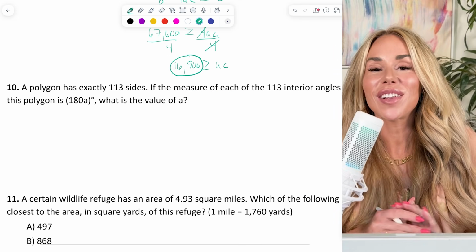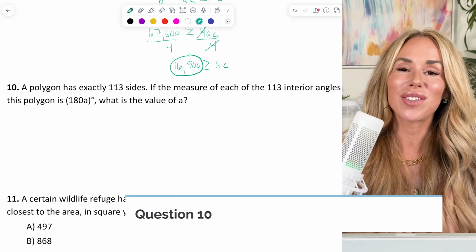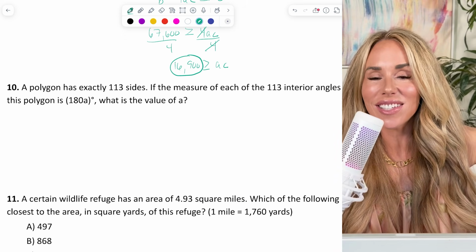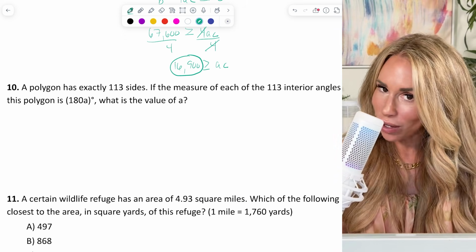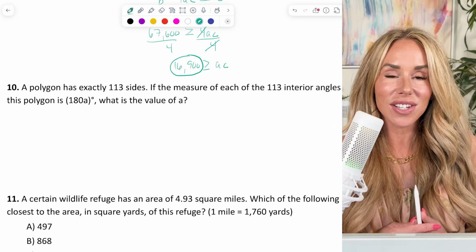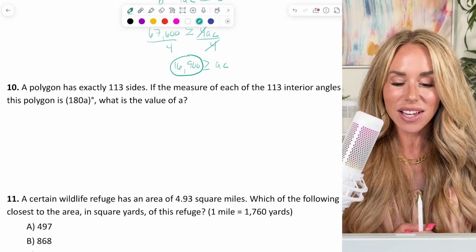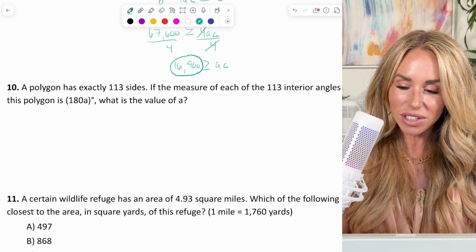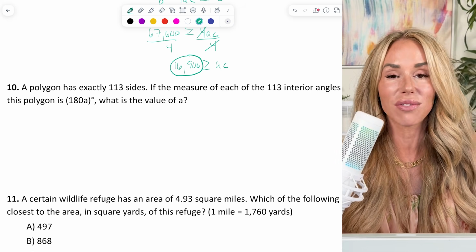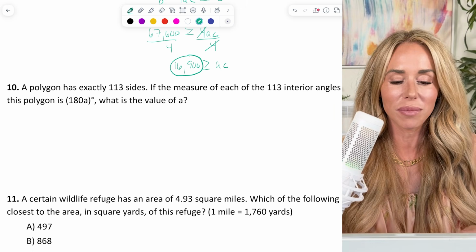All right, guys, this is the last one. And like I said at the beginning of this video, it's going to catch you like a deer in headlights if you don't know this simple formula and it's not on the reference sheet. So it says a polygon has exactly 113 sides. If the measure of each of the 113 interior angles of this polygon is 180A degrees, what is the value of A?